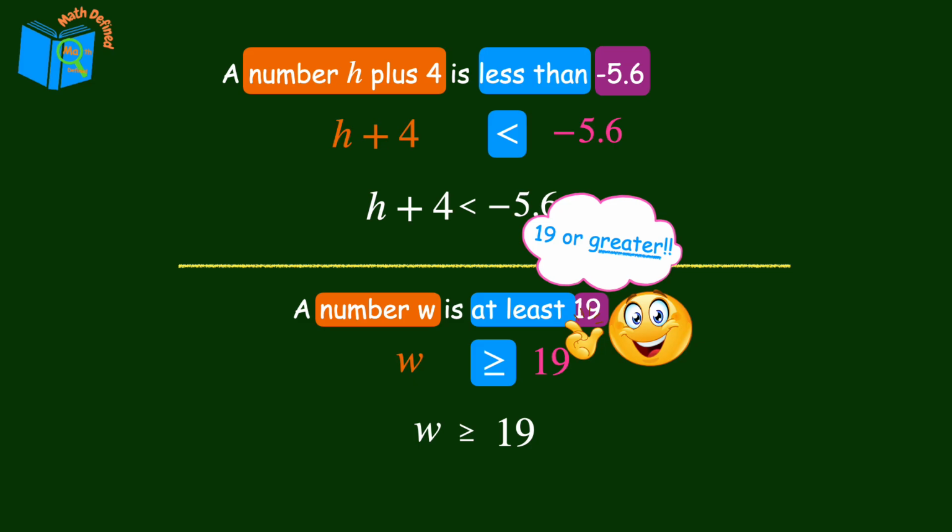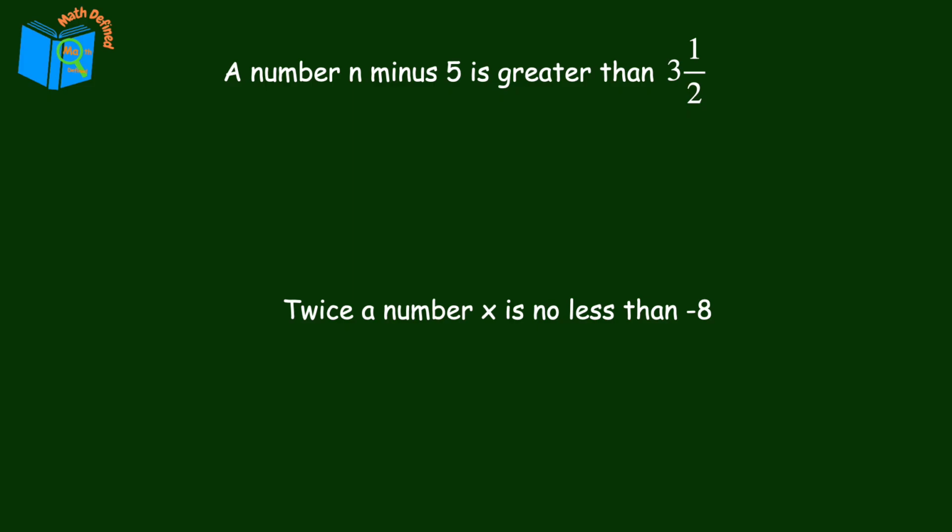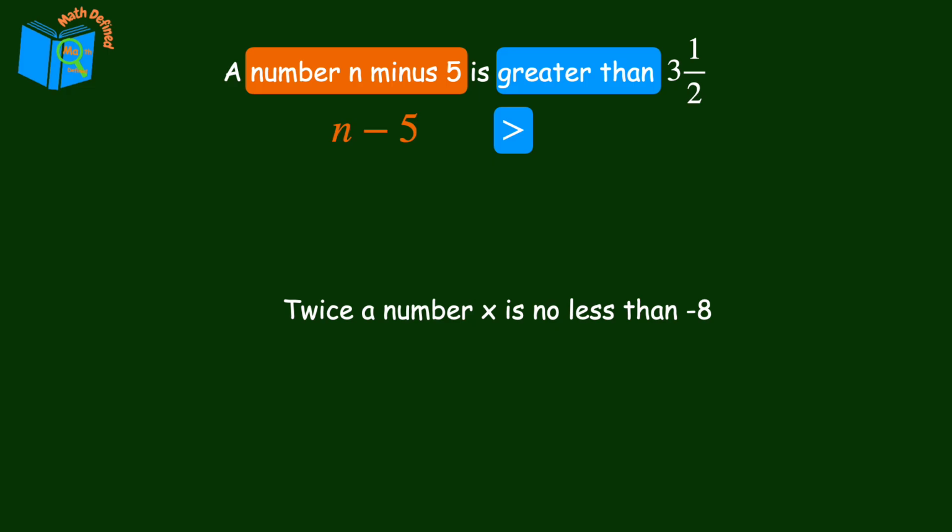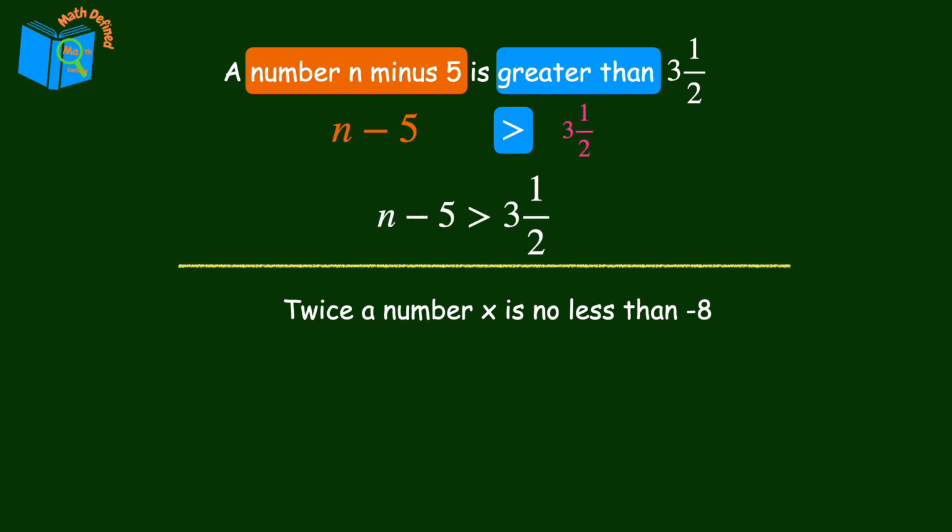Let's keep going. A number n minus 5 is greater than 3.5. Let's find the key phrases and translate them. A number n minus 5 is greater than 3.5. Putting it all together is n minus 5 is greater than 3.5. That was pretty easy. Let's try this one.